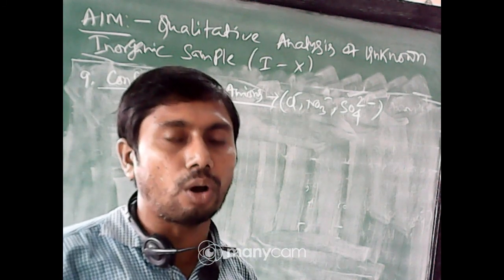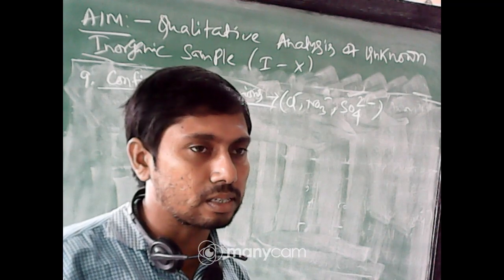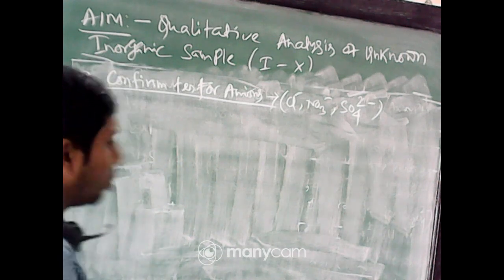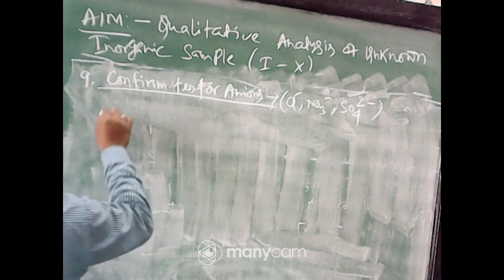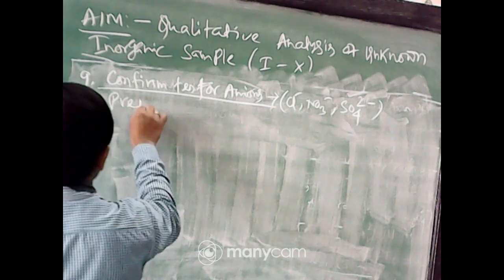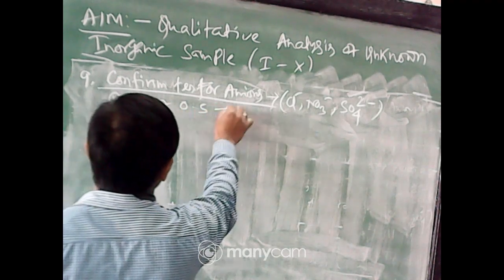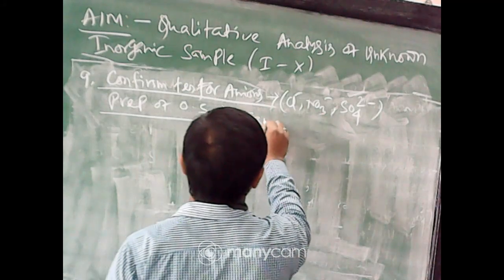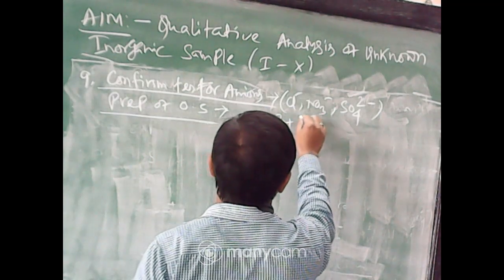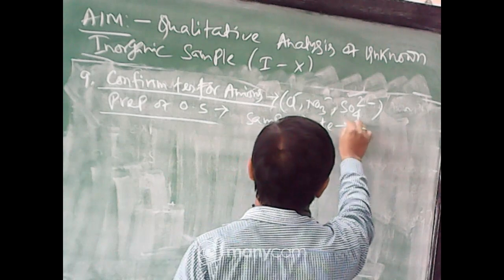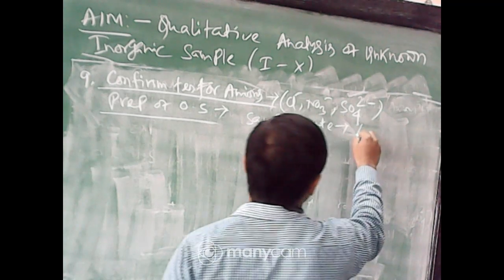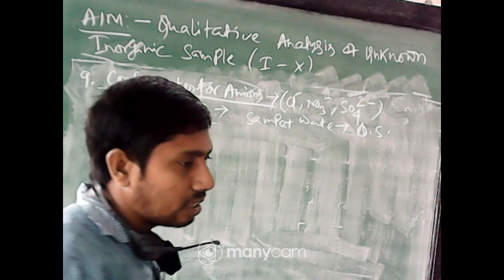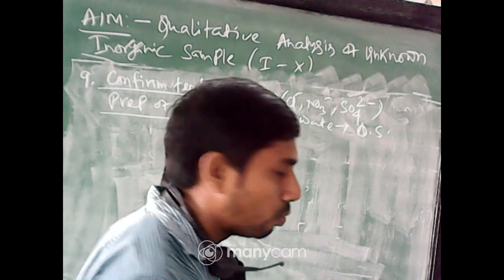This is also called the dry test or preliminary test. But when we go for the confirmative test, we have to prepare the solution. So before going to that, preparation of OS is there. As I told you, all the samples are water soluble. So sample plus water forms the aqueous solution, or OS, the original solution. Taking the original solution OS all the time, we will do that test.